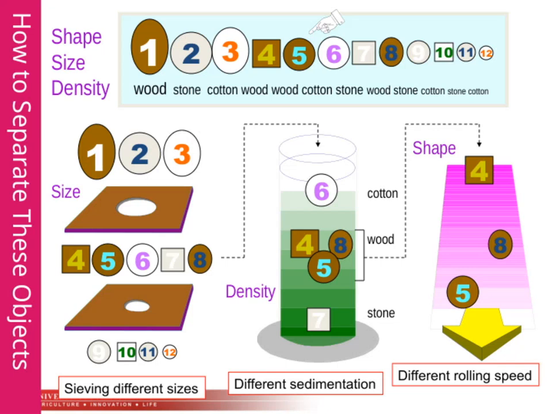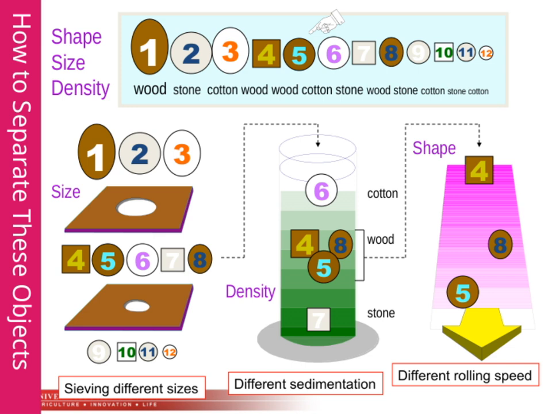Now on this slide, we're looking at different ways to separate objects, and there are several key factors to consider. First, you'll notice the numbers listed. These represent different properties like size, density, shape, and even how objects move or settle under certain conditions. For example, objects with different rolling speeds, such as a stone versus a piece of cotton, will behave differently when rolled or moved, which can help us separate them.